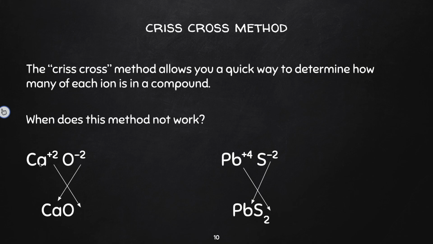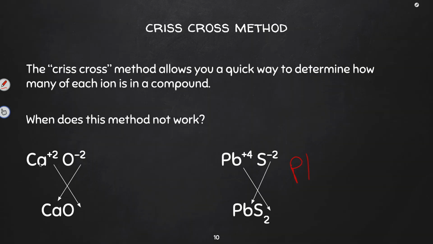If I switch them, I would end up with Pb2S4, which looks great, but when you write chemical formulas, you want to write the simplest formula you possibly can. So this one can be simplified down to PbS2.